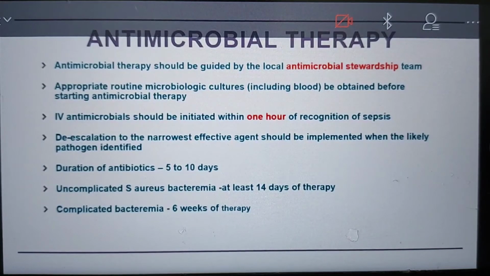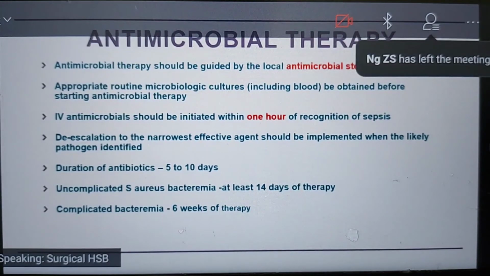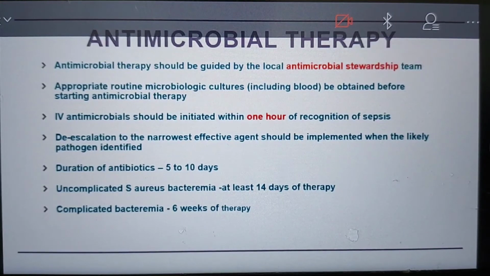So, antimicrobial therapy in sepsis should be guided by the local antimicrobial stewardship team. Then appropriate routine microbiology cultures, including blood culture, must be obtained before starting antimicrobial therapy. Intravenous antimicrobial therapy should be initiated within 1 hour of recognition of sepsis. The escalation of the therapy to the narrowest effective agent should be implemented when the likely pathogen is identified. Means we have the result of the sensitivity from the blood culture sample.